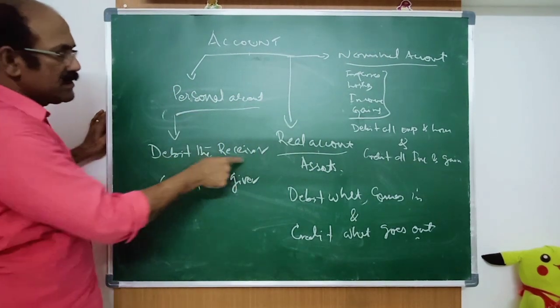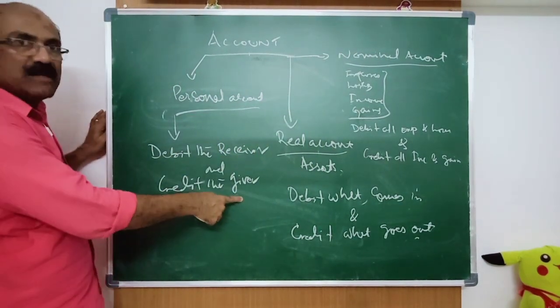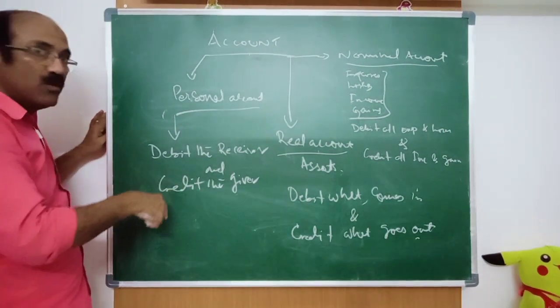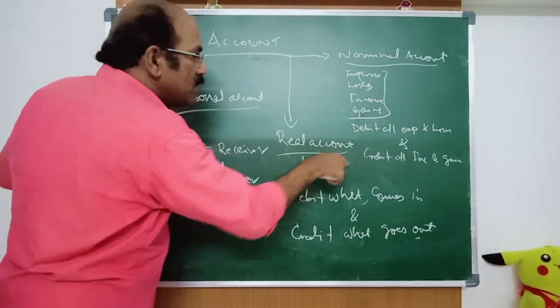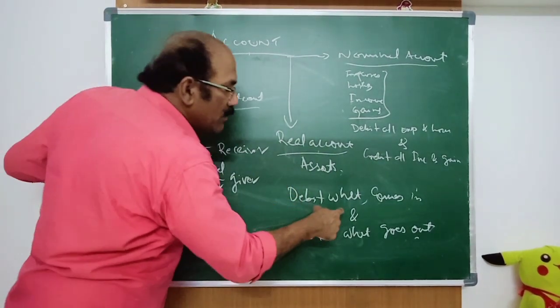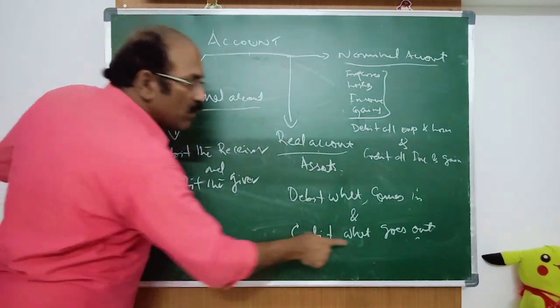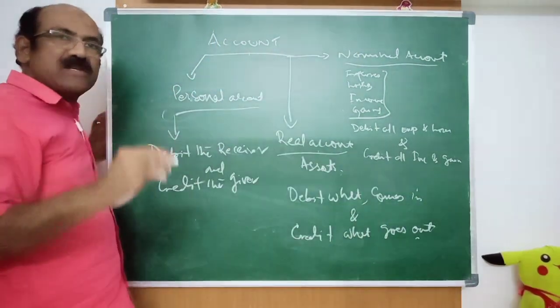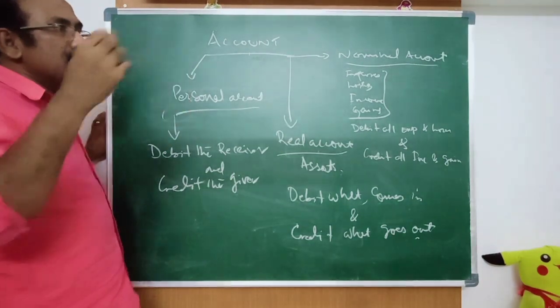Now you follow this: personal account, real account and nominal account. Personal account: debit the receiver and credit the giver. So it has something to do with the person, who receives and who gives. And real account is what? To do with the asset, mostly to do with the asset. Then debit what comes in and credit what goes out. And now nominal account is to do with expenses, losses, income and gains.